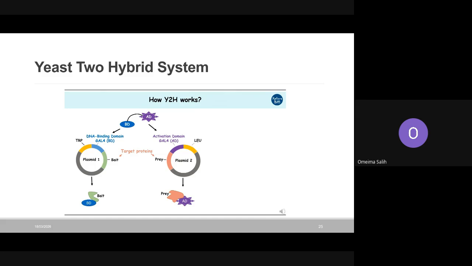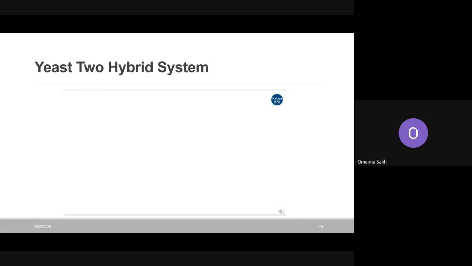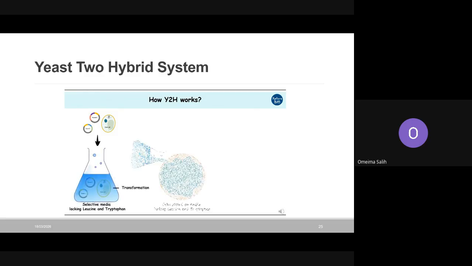A genetically modified strain of yeast deficient in tryptophan and leucine is used to select successful transformants on selective media lacking tryptophan and leucine, without which the yeast cells cannot grow. Now both the plasmids and the yeast are inoculated in the selective media and later plated on a solid agar plate containing leucine and tryptophan deficient media. After incubation, only transformed yeast cells containing both the plasmids will grow into larger colonies.